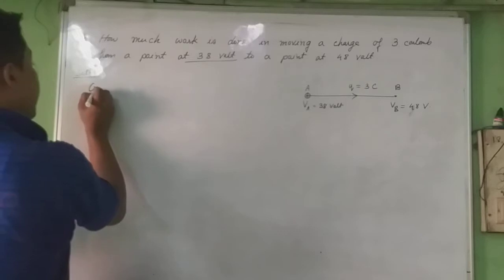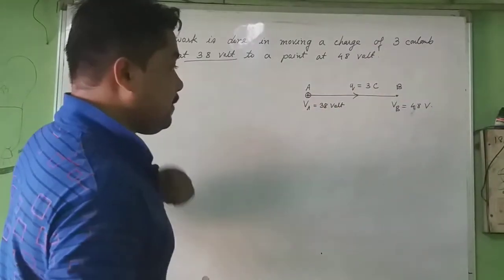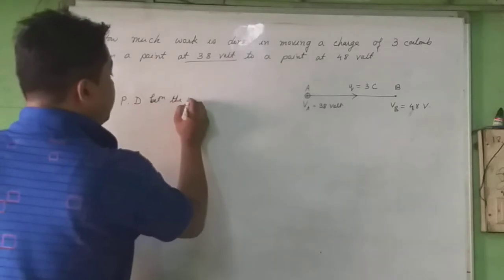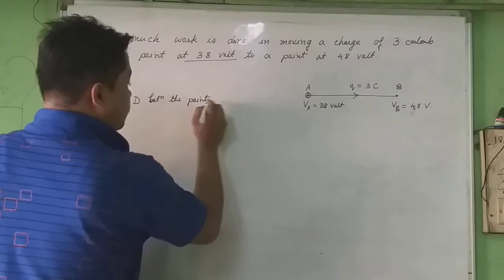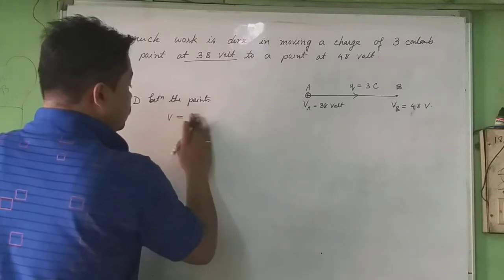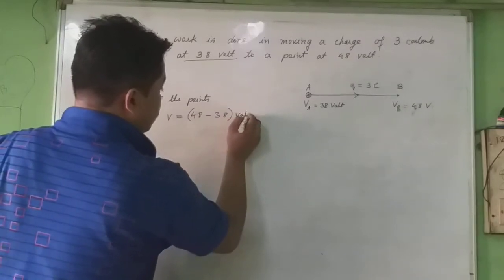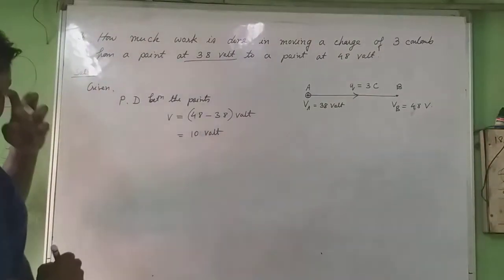So the potential difference between the points. Given: potential at A is 38 volt, potential at B is 48 volt. Therefore the potential difference between the points, V, is equal to 48 minus 38 volt, which is equal to 10 volt.